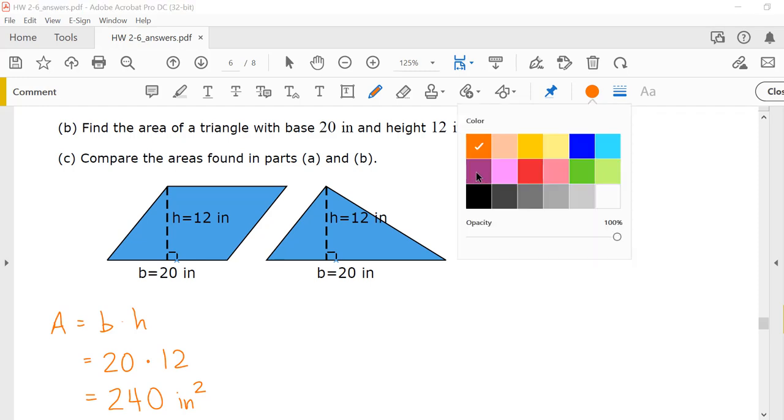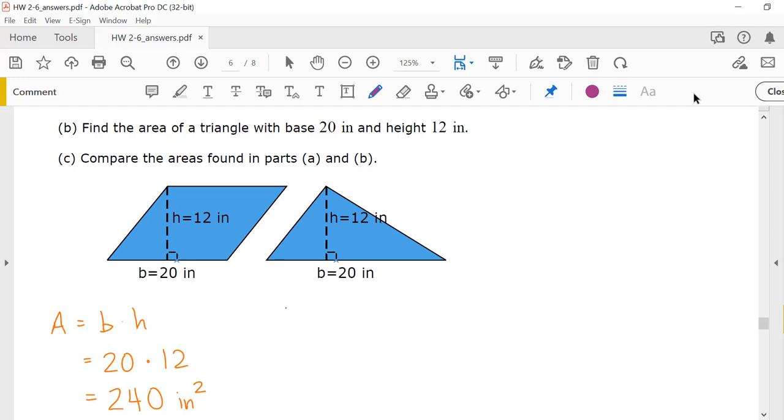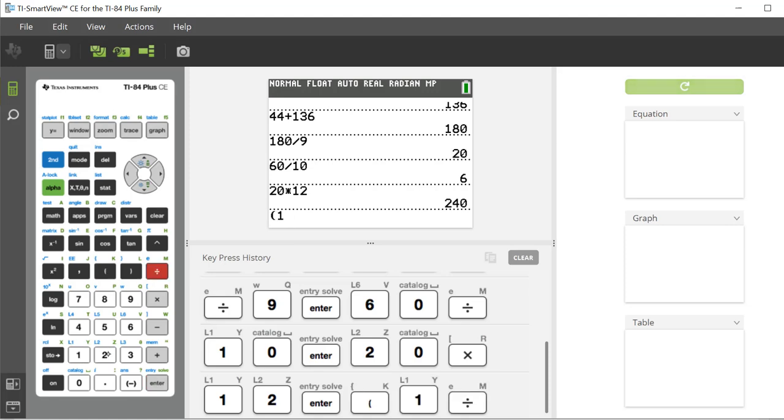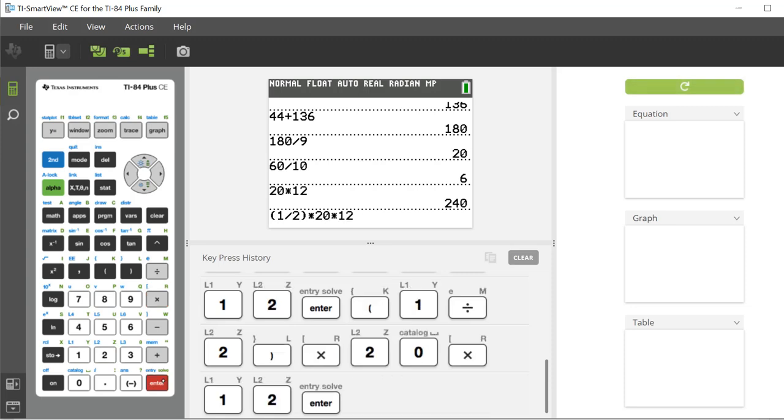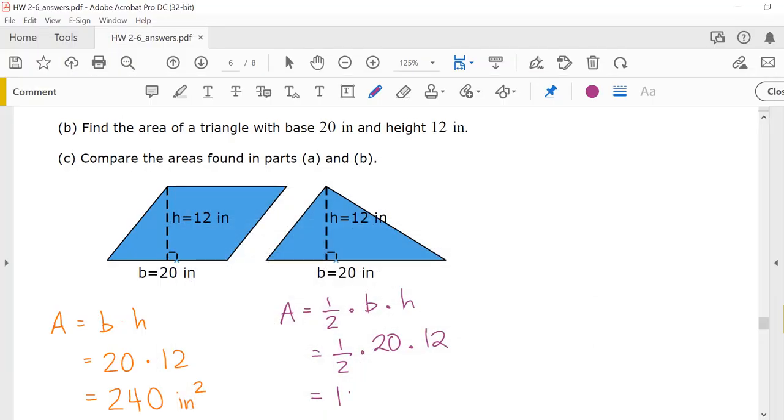Part B says to find the area of the triangle. The area of a triangle is always 1/2 times base times height. So for this triangle, we have 1/2 times base, which is 20, times height, which is 12. On our calculator, 1/2 times 20 times 12 is 120. It's area again, so we're going to have inches squared, or square inches.